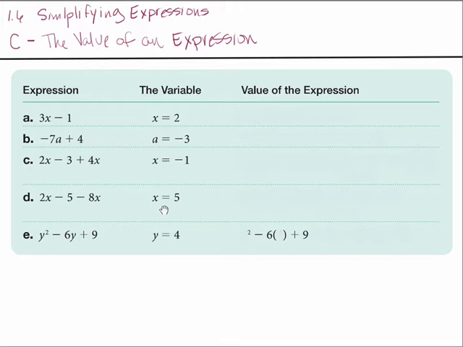This chart can be found on page 127 of your textbook. There are 5 expressions here, and for each one, the variable is given a particular value, and we're asked to find the value of the expression for that value of the variable. The first thing we should do is rewrite the expression so that instead of a variable, there's a blank space where we might write in the value we're given for that variable.